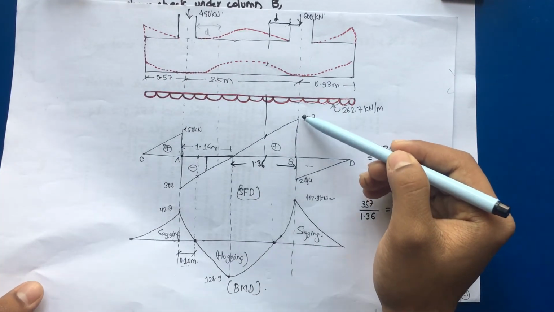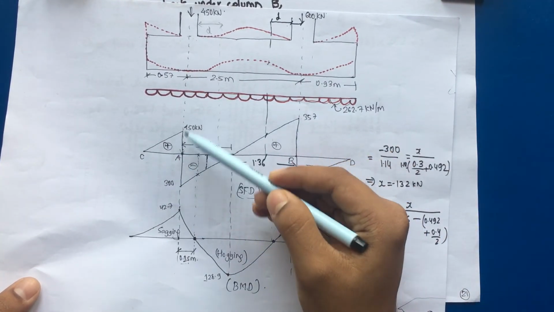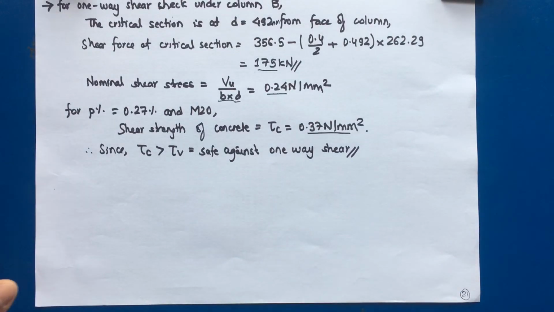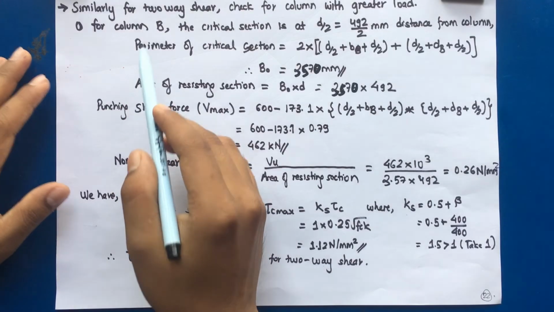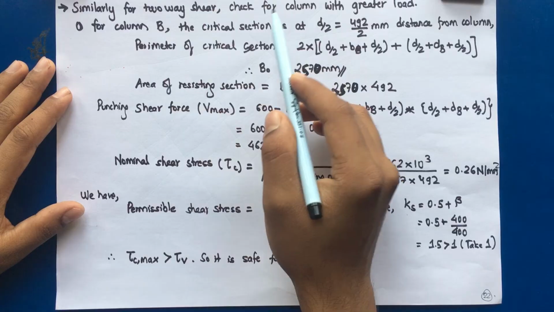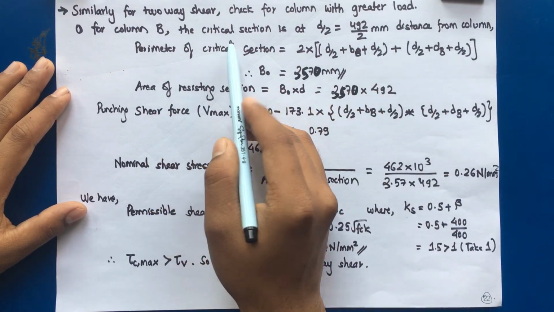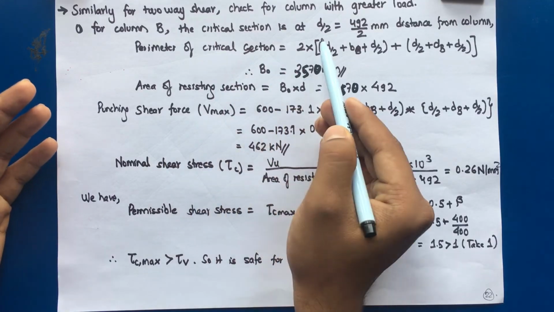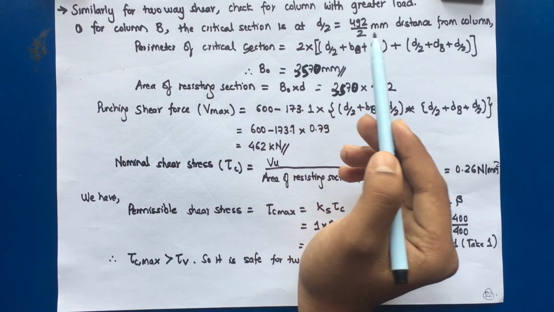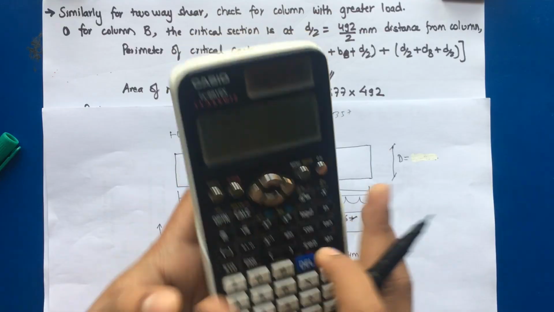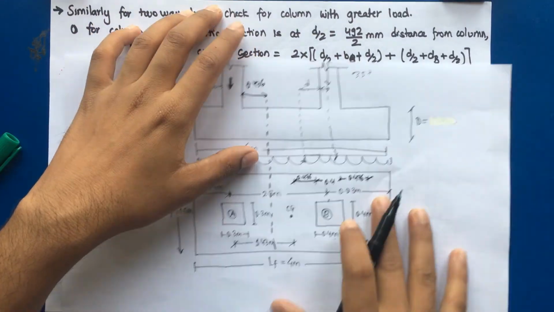So if we check for column B, then it will be automatically safe for column A as well. The same concept will be used for the two-way shear check, that is, we'll check for the column with the higher load. So similarly for two-way shear check, the check has to be done for the column with the greater load, and the critical section for two-way shear is at distance d by 2 from all faces of the column, that is, we will check for the tributary area 0.246 m.